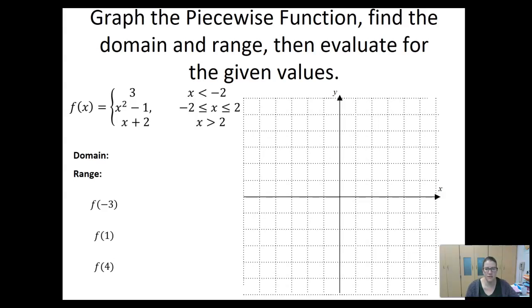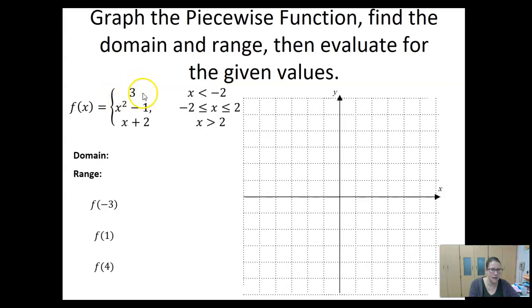Hi guys, this video is going to be on graphing piecewise functions. So piecewise functions are functions that have different parts put together on the same graph. If you look at this here, it says f of x equals, and then it has this curly bracket thing here. So basically f of x is three different functions.